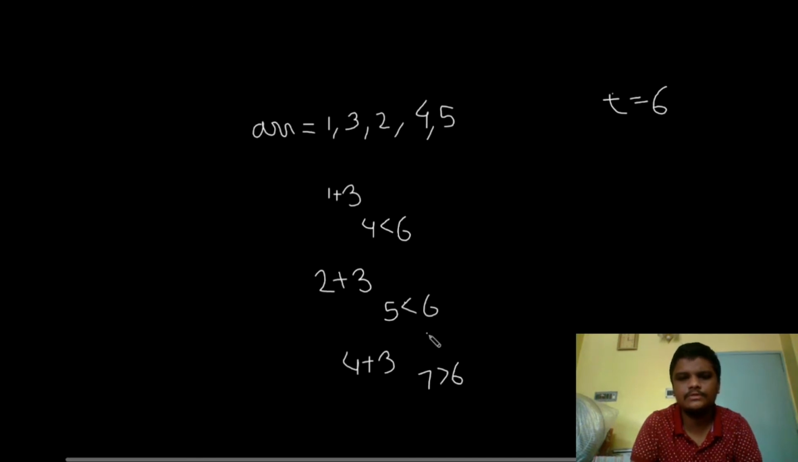So now we need to decrease the value of 3, right? So let's take something which is smaller than 3. We can take 2. So if we take 2, we'll be having 4 plus 2, which is actually giving us the result, which is equal to 6.